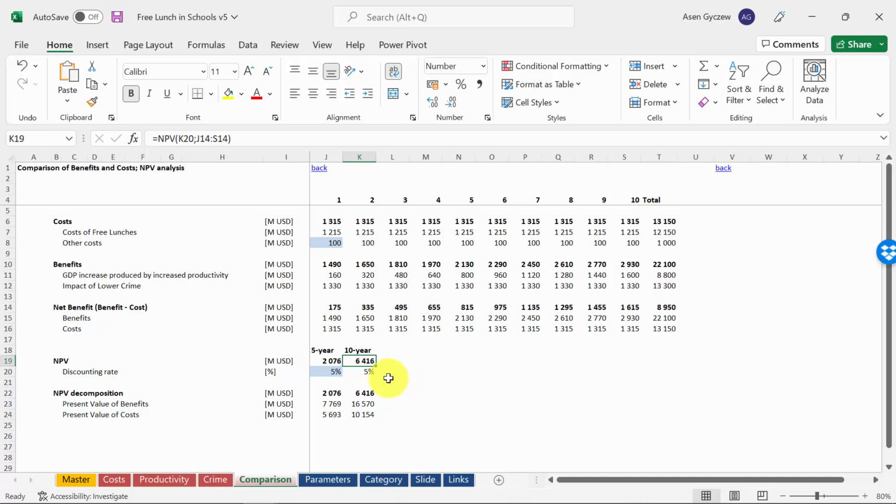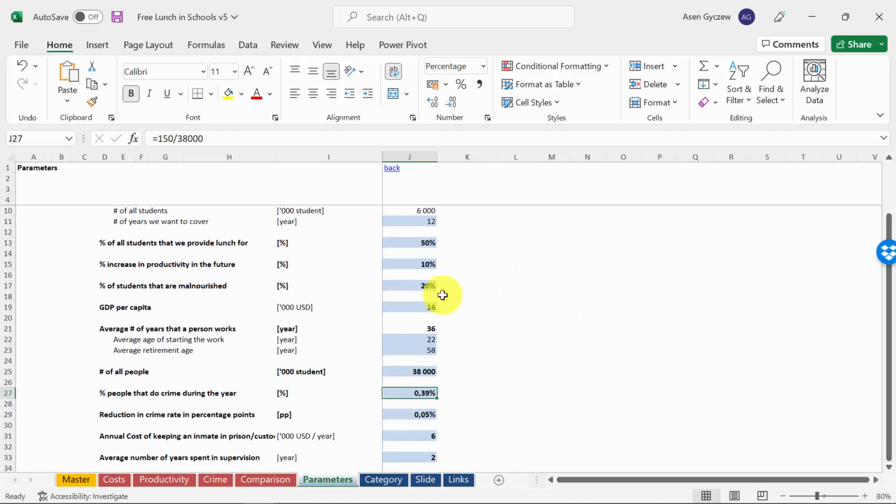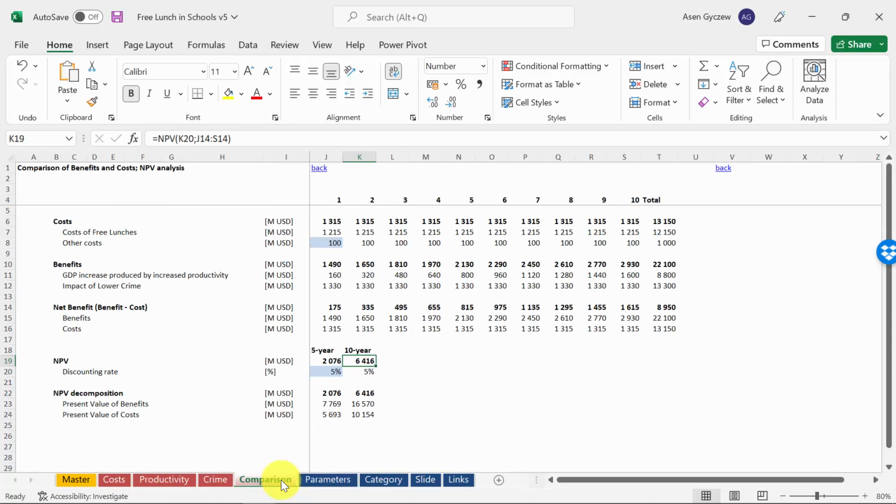Obviously, you can play with the parameters. So you can, for example, decide not to provide food to 50% of the people, but only to those malnourished, that 20% we mentioned, whereas now we provide food to 50% of the people. This obviously will improve the economics of this project. So have a look at that, compare it with your solution, and if you have any questions, please let me know.